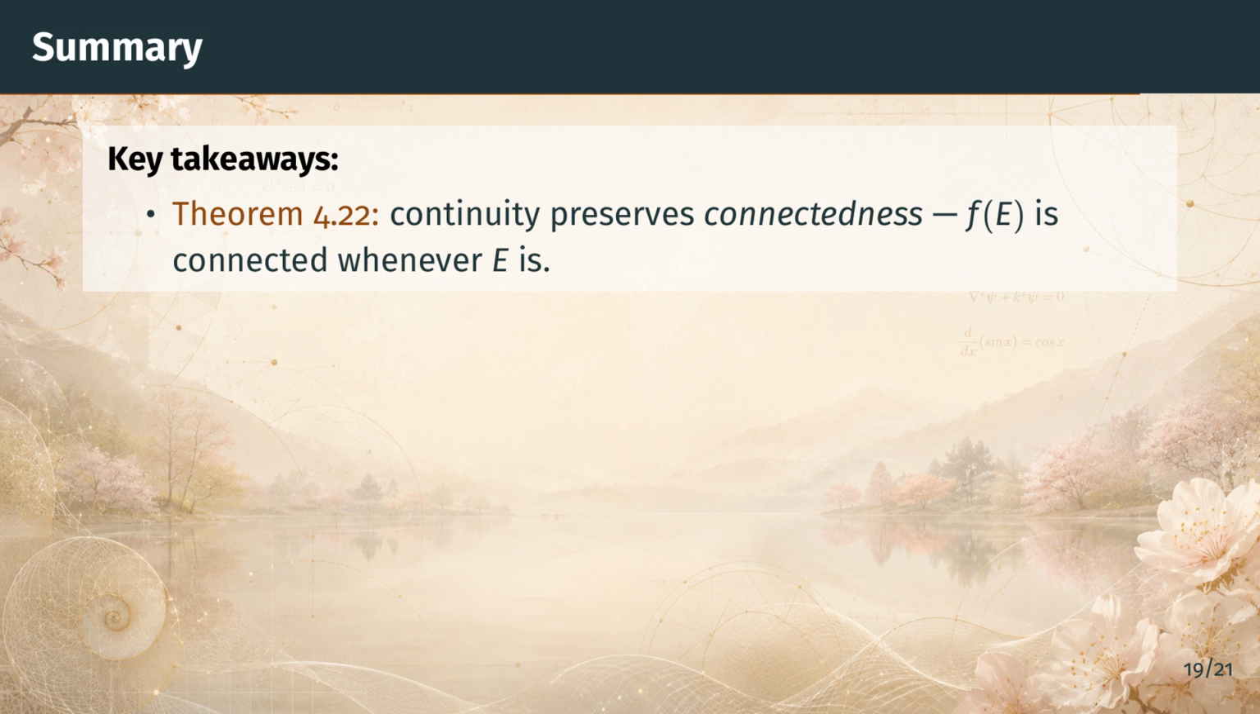Let's gather what we learned. The first and central result is Theorem 4.22. A continuous map carries connected sets to connected sets. Just as continuity preserved compactness in the previous section, it preserves connectedness here. The proof was a clean contradiction argument, pulling a hypothetical split of the image back to the domain, and using only the fact that pre-images of closed sets are closed.